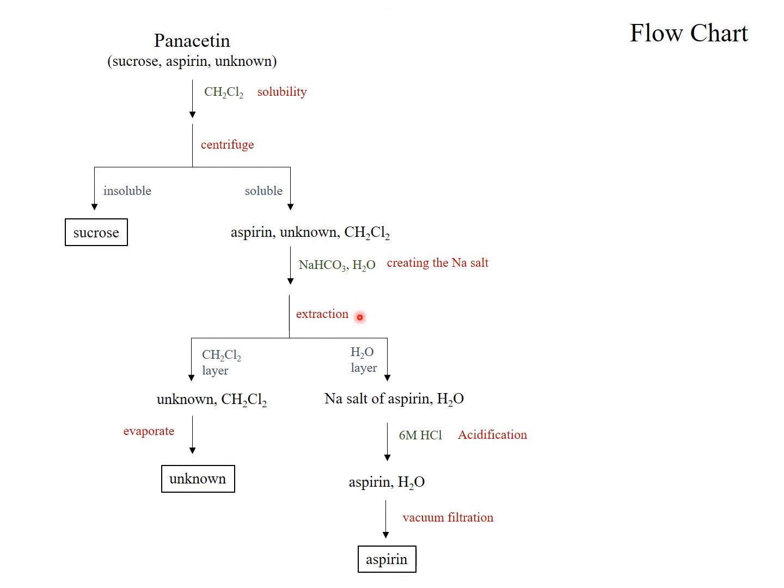So this process is called extraction. I extract the aspirin out of the methylene chloride into the aqueous layer. We then take that aqueous layer and add some hydrochloric acid to make it back into aspirin, which is now insoluble in water, and then I vacuum filter that solid aspirin. In the methylene chloride layer, the only thing left is methylene chloride and my unknown, so all I have to do is evaporate off the methylene chloride, and I've separated out my unknown.